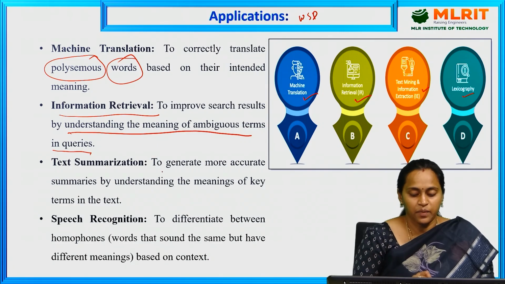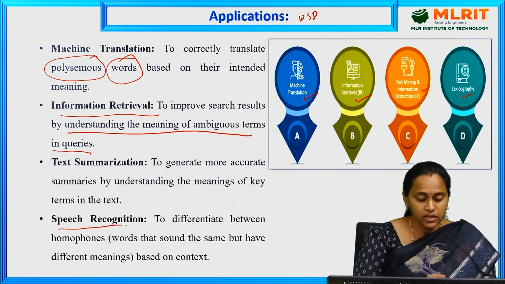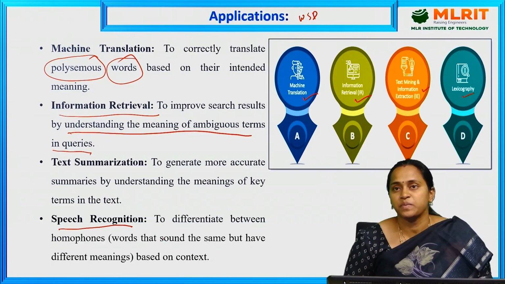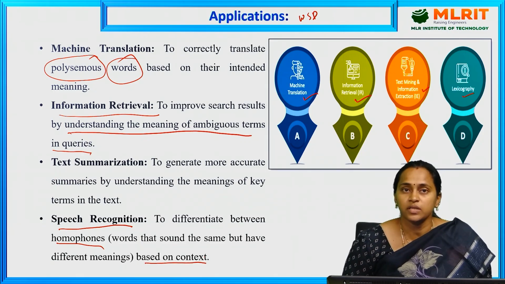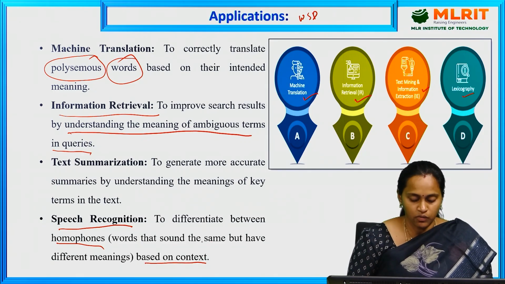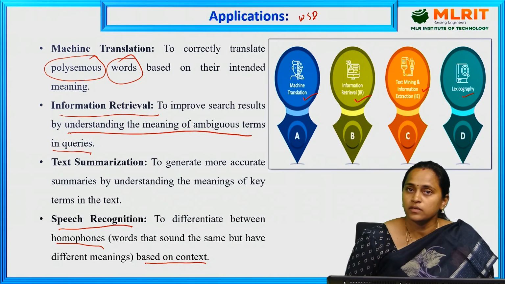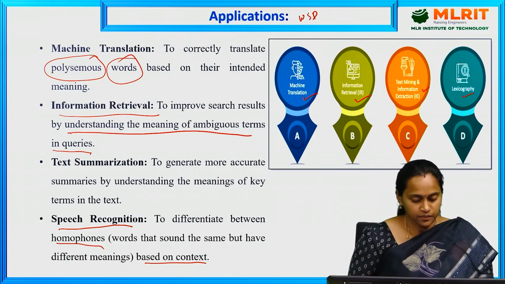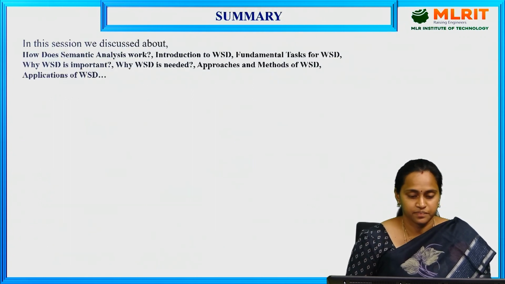Next one, text summarization. We can summarize the text. That means after summarizing, we can understand the terms in a text. Let's see the last one, speech recognition. What is the meaning of speech recognition here? It is the difference between homophones based on the context. That means what the user is speaking about the words. That means the sound of the word. Phonology means the sound of the word, what the user speaks. Sometimes the sound may be the same, but the written word is different, that is, the spelling is different. This is the meaning of speech recognition.